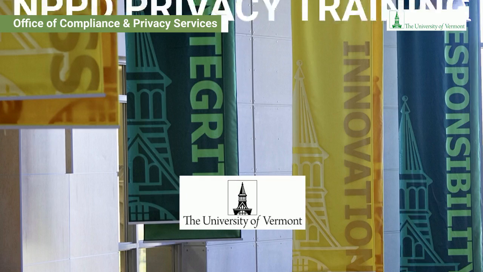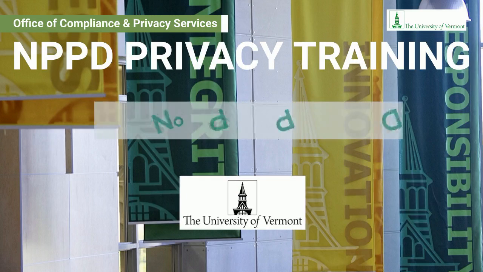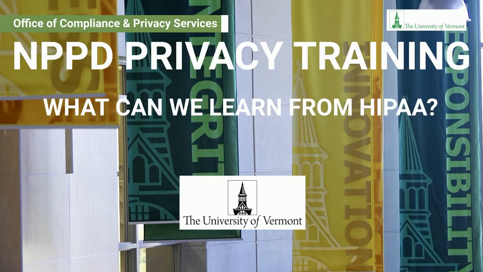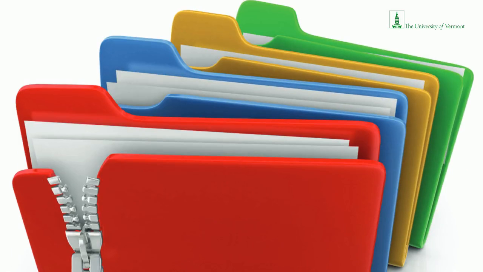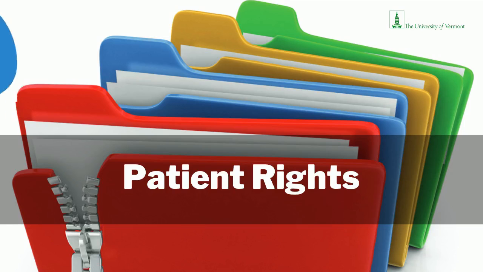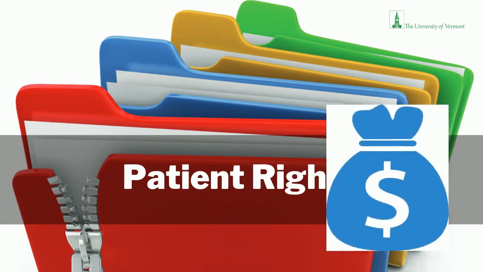Welcome to the third module in UVM's NPPD series, What Can We Learn from HIPAA? HIPAA has primarily two parts that relate to safeguarding health information. They are the privacy rule and the security rule. Both of these were designed to safeguard protected health information and to reduce the risk of improper access, use, and disclosure. These rules give rights to the patient as to the use of some of their most private, intimate, and sensitive information, and they set out some painful fines and penalties in the event of a violation.